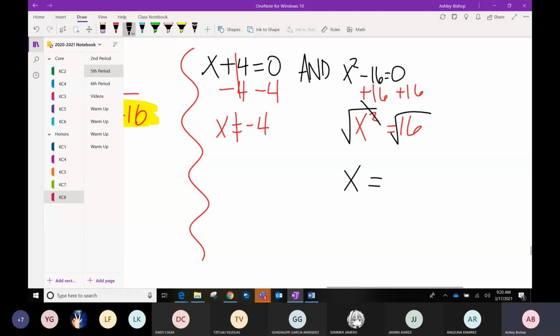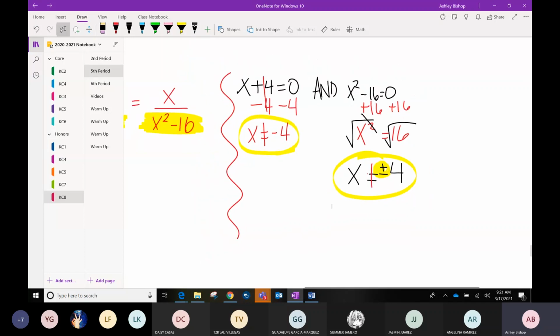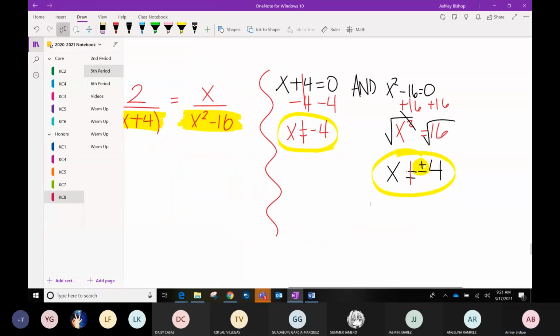The square root of 16 is 4, but also notice it is plus or minus 4. The square root of 16 is positive 4 and negative 4 because 4 times 4 is 16 and negative 4 times negative 4 is 16. That's going to be super important when we get to our answer. So x cannot equal positive 4 or negative 4. We have x cannot equal negative 4 here, and x cannot equal positive 4 or negative 4. Either way, x cannot equal any version of 4. Okay.